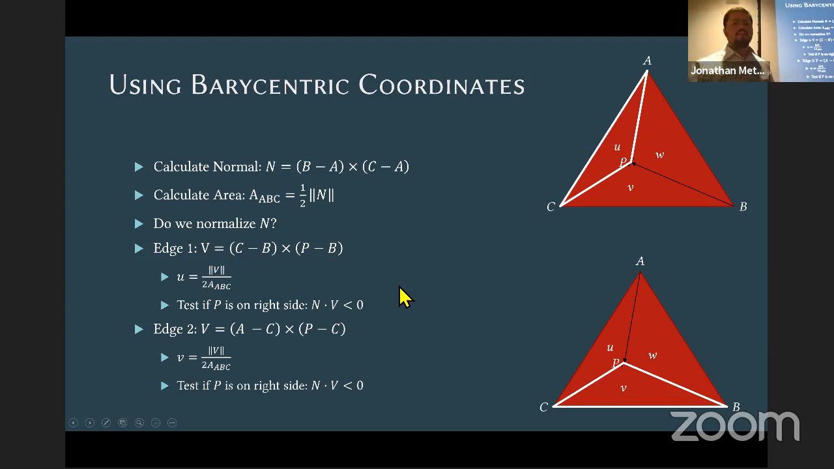Now we want to check to see if the point we're interested in is on the right side or the left side. So it's on the right side if n dot v is less than 0. So if we take our normal and we take our perpendicular vector over here, right? And we're going to take the dot product between the two. Then as it's getting closer and closer to 0, what does n dot v equals 0 mean?